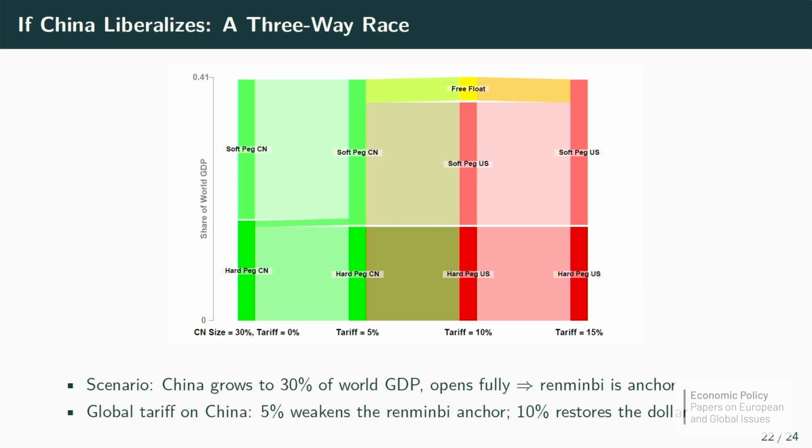So in our last bit of analysis, we thought, well, perhaps this forms a risk. And yes, China opening up its capital account can serve kind of as a risk to the euro or the dollar as an anchor currency. So we thought, well, if we think a little bit ahead in the world and China continues on its path of growth, and suppose it finally overtook the US, it's now 30% of world GDP, and it also decides to fully open its economy, in that state of the world, then the renminbi can end up becoming the anchor currency. Okay. Is there anything that the rest of the world can do?